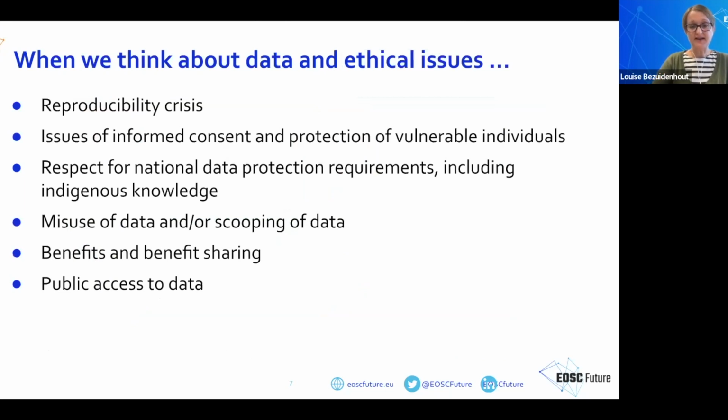So these objectives, of course, have raised a number of ethical and legal issues. And when we think about them, they are quite diverse. When we think about data and particularly ethical issues, we're thinking about a number of different things. We're thinking about the reproducibility crisis. We're thinking about issues of informed consent and the protection of vulnerable individuals, particularly around human sciences. We're thinking about respect for national data protection requirements, and particularly around Indigenous knowledge and data ownership. We're thinking about the misuse of data and scooping of data. This comes up quite a lot when we talk to researchers about their concerns about open science. We'd like to see better benefits and benefits sharing, and we'd like to see better public access to data.